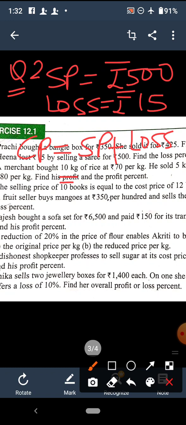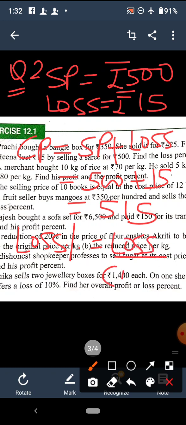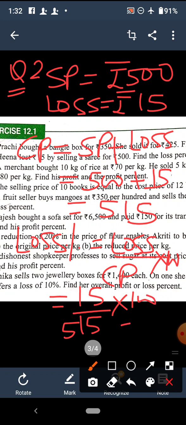Selling price plus loss. So it is 500 plus loss. So the cost is 515. Now you have to find out the loss percent. So it is loss upon CP into 100. Loss is 15, cost price is 515, and 100. Now you will find out by solving it. You can take a screenshot after completion of a sum.